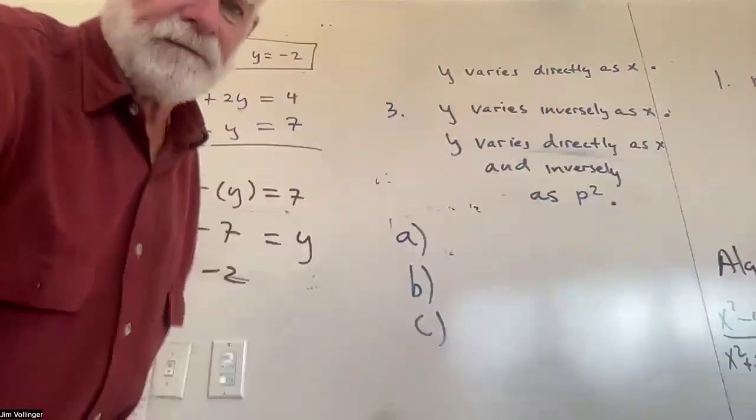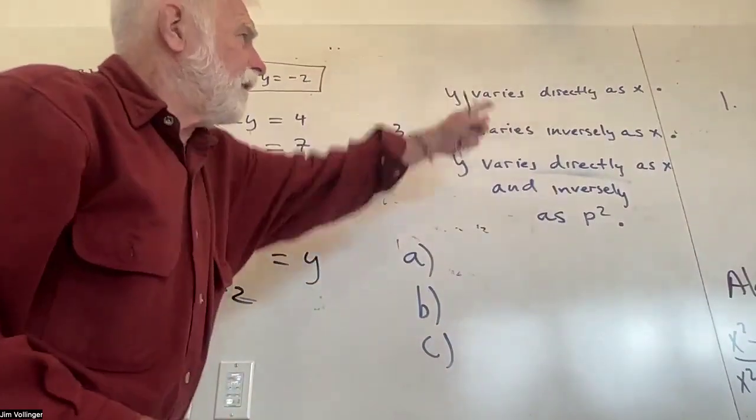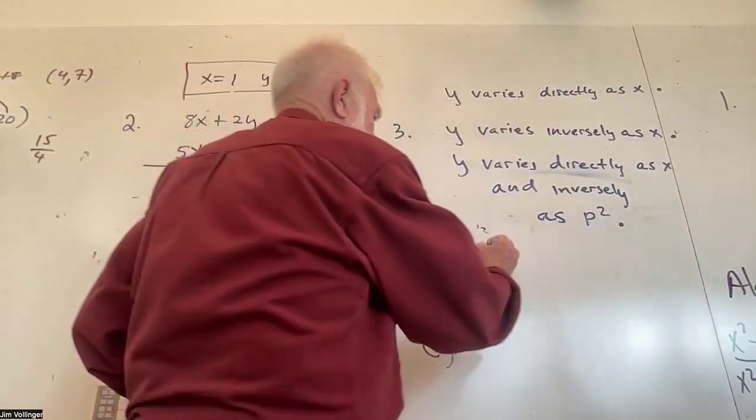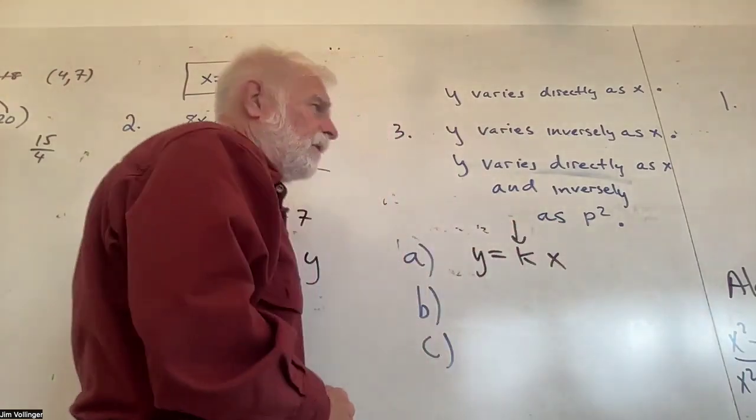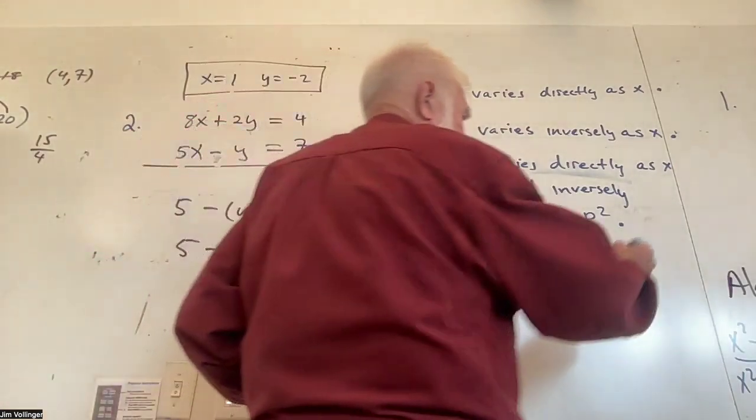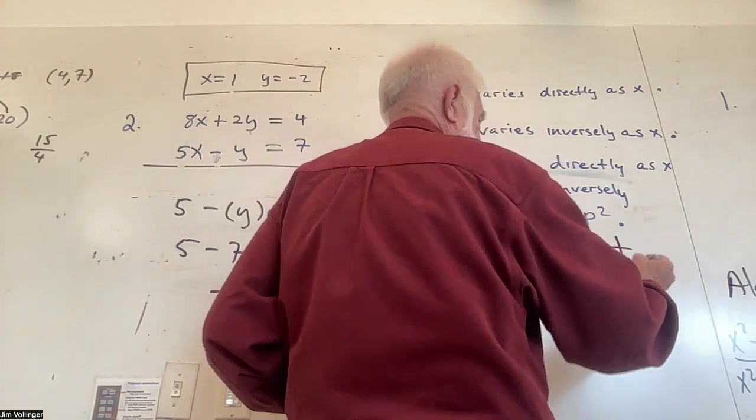Next topic is variation. So y varies directly as x. y equals kx, k the constant of proportionality. So let's say that x is 2 and y is 6.